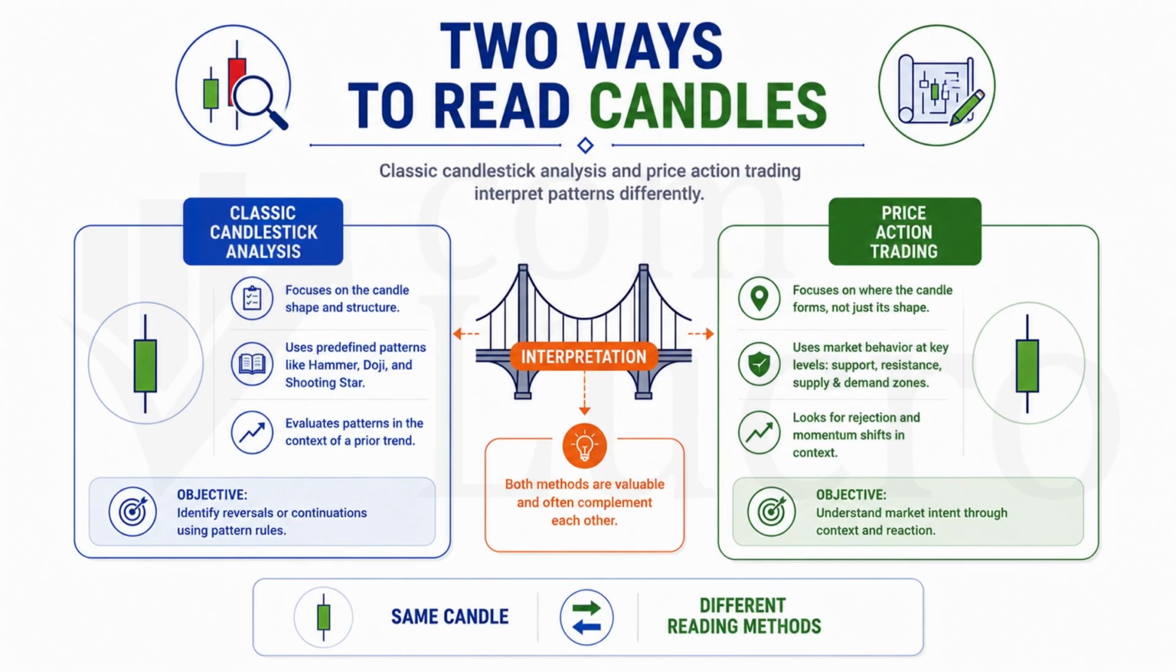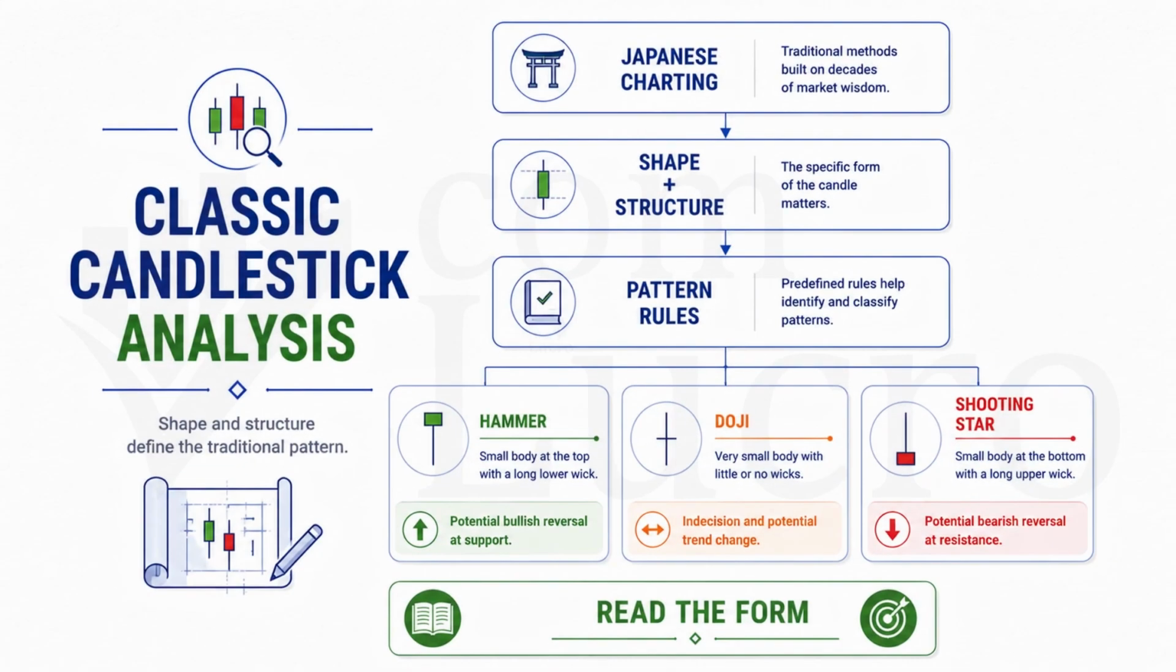Before we get to the specific patterns every trader should know, let's understand the 2 main approaches that shape how they're interpreted: classic candlestick analysis and price action trading. Classic candlestick analysis comes from traditional Japanese charting. It focuses on the specific shape and structure of candles to identify reversals or continuations, using well-known patterns like the hammer, doji, and shooting star. These follow predefined visual rules and are usually read in the context of a prior trend.